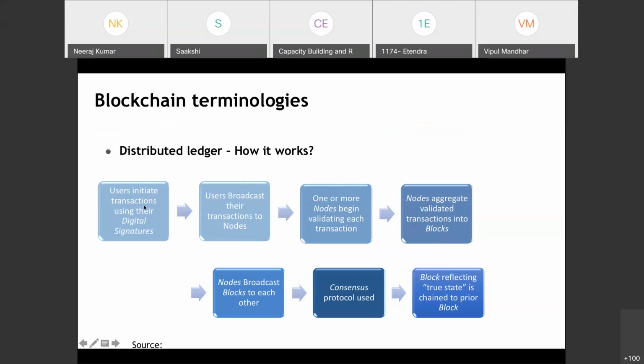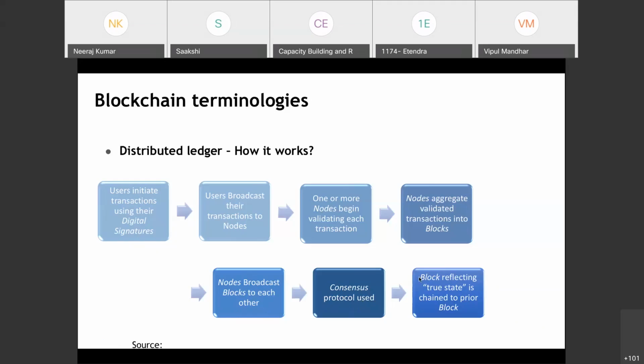So what are the various types of operations that need to be performed in the blockchain network? First the user initiates the transactions using their digital signatures. So we have to create our own digital signatures. Using those digital signatures, users initiate their transactions and broadcast them to the nodes. One or more nodes validate those transactions, because each transaction which is supposed to become part of the block needs to be verified. Then each node aggregates the validated transactions and forms them into blocks, and these nodes broadcast the block to each other, and using consensus protocols, this new block will become a part of the blockchain.